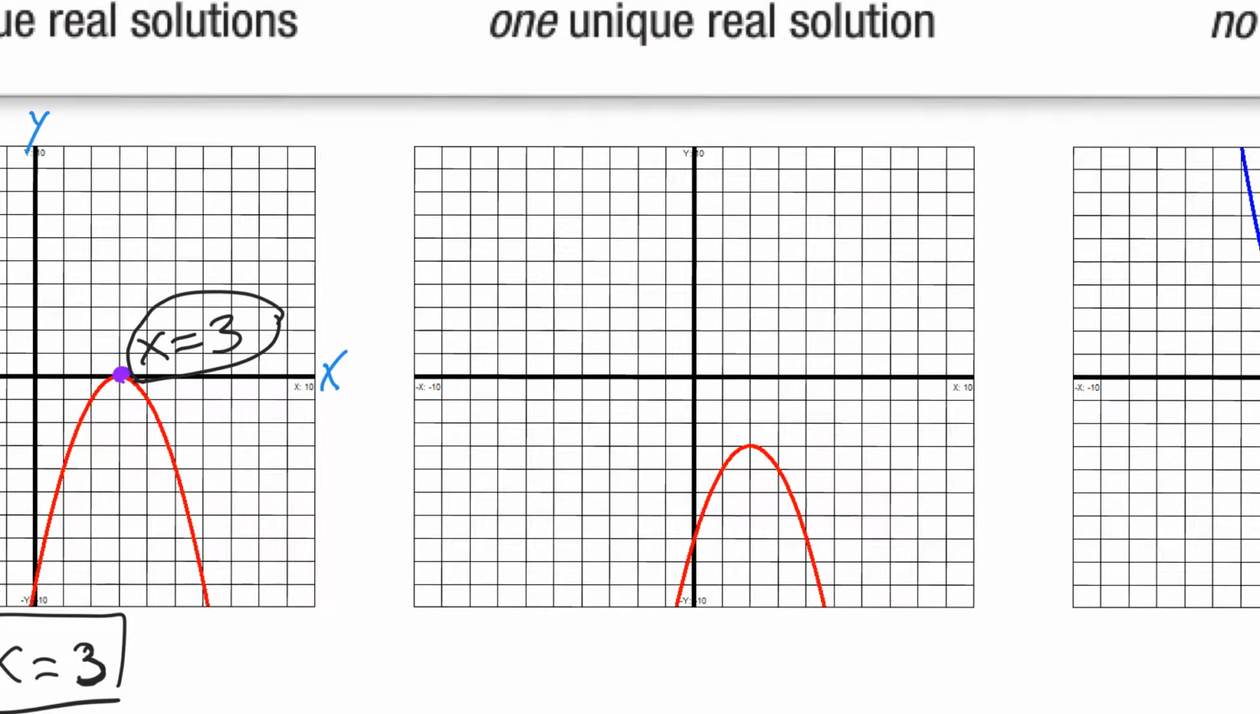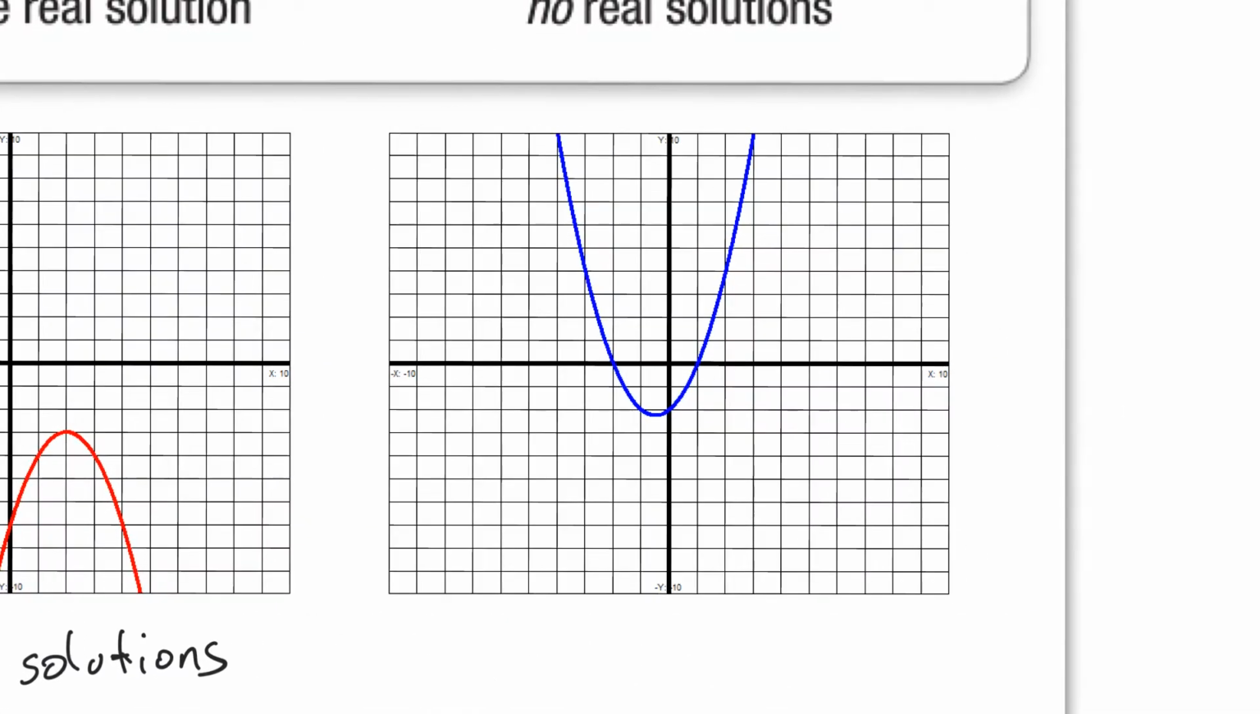This one, well, I'm looking at the parabola. The parabola is going down, but the x-axis is up here. The parabola is not even touching the x-axis. So for this one, we say no real solutions because the parabola is not touching the x-axis. So no real solutions. You don't have any values of x. The parabola is not touching any points on that axis.